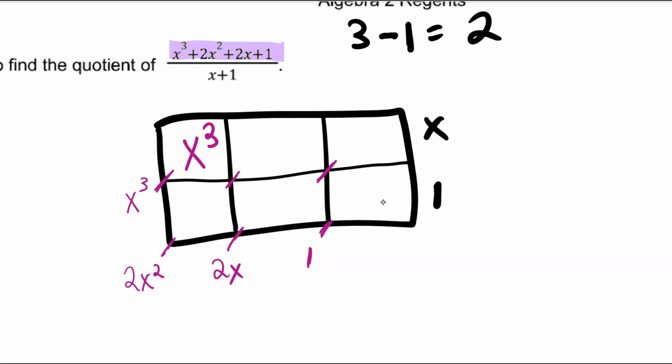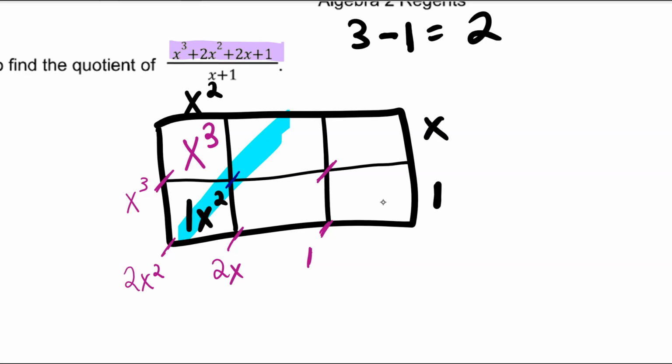The question you ask yourself to figure out what goes at the top here is, what would I have to multiply x by to get x cubed? And the answer to that would just be x squared. Now, once I have that, I could multiply x squared and 1 to get what goes in the bottom left part of this box. Because remember, that's how multiplication would work. You'd multiply the factors on the top and the right-hand side there.